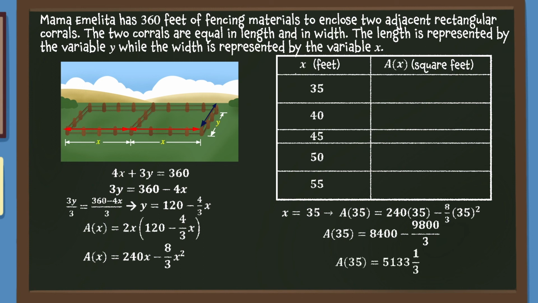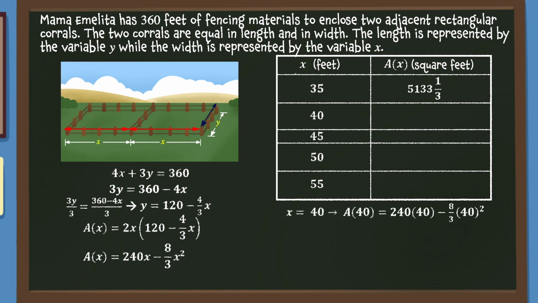And therefore, A of 35 is equal to 5,133 and 1/3. Hence, when the width of each corral is 35 feet, the total area of the corrals is 5,133 and 1/3 square feet.